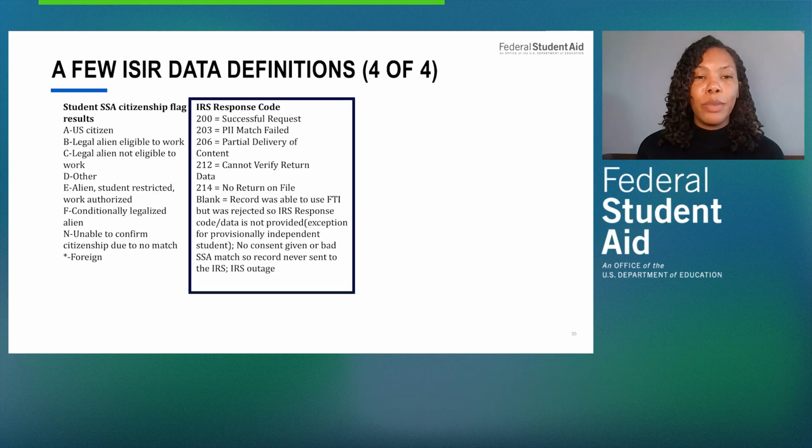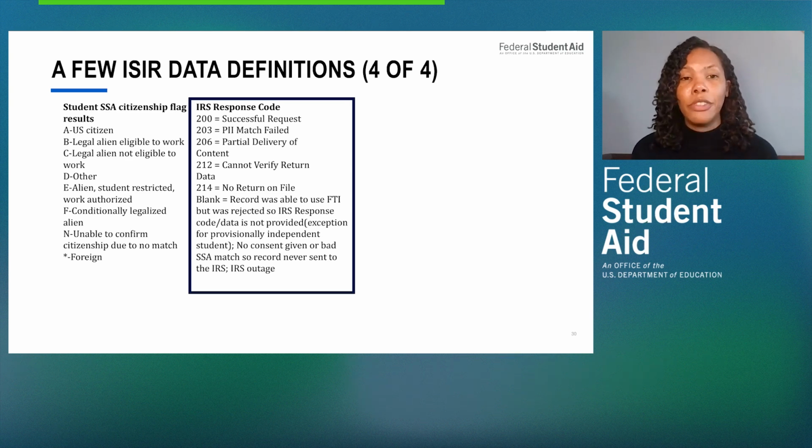And then you have blank, which happens when a record was able to do FTI but was rejected by the IRS for different reasons, with an exception for virtually independent students. Most often that's because no consent was given or there was a bad SSA match. So no record was ever sent to the IRS, or the IRS had an outage, is where you might see a blank.